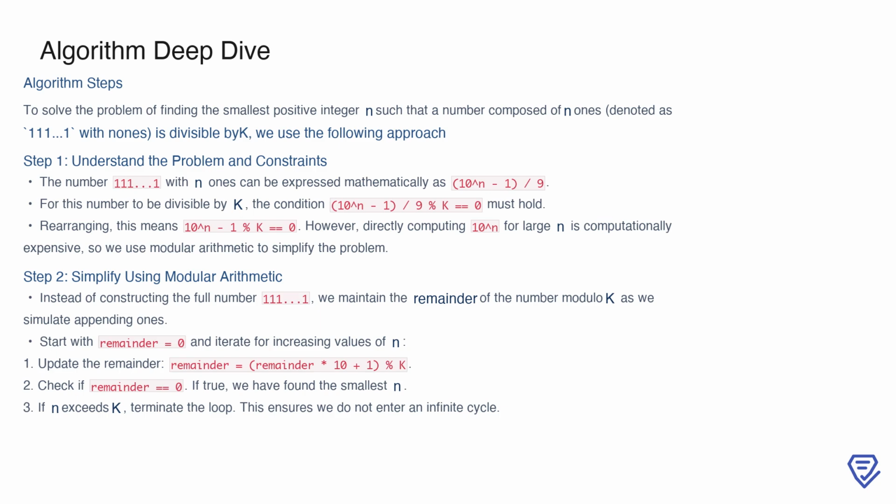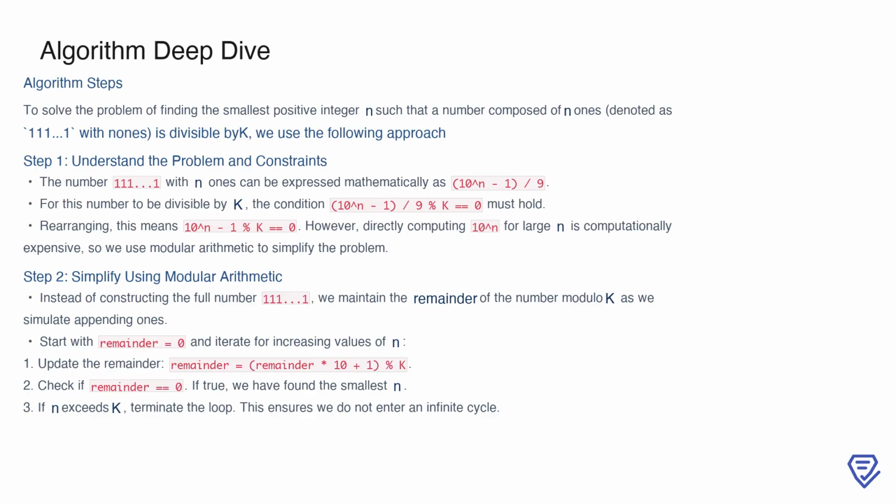we start by understanding the structure of this number. Mathematically, the number can be expressed as (10^n - 1)/9. For it to be divisible by k, the condition ((10^n - 1)/9) % k equals 0 must hold. Simplifying further, this means (10^n - 1) % k equals 0. However, directly calculating powers of 10 for large n is computationally expensive.